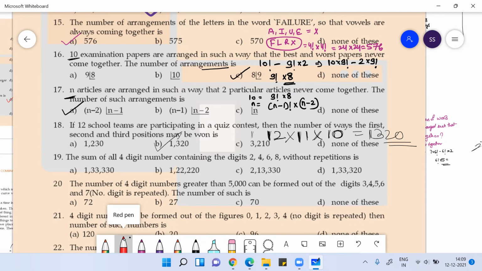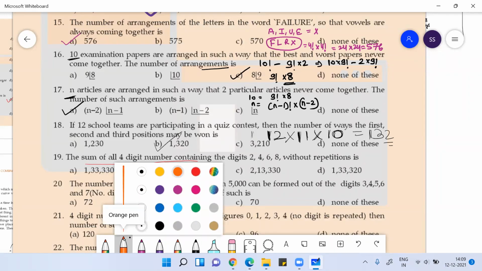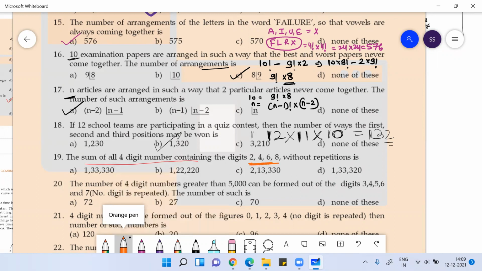The 19th one is actually difficult to solve if you start solving step by step. Sum of digits and all, if you have to determine this, I'll tell you the shortcut way to do it. The 19th one, sum of all 4-digit numbers. For that, what you do is sum of digits into n minus 1 factorial into n minus 1 factorial.